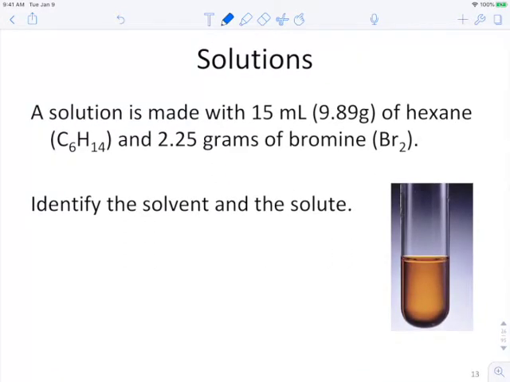All right. So again, our solutions. This solution is made with 50 milliliters, which is 9.89 grams of hexane, and 2.25 grams of bromine. I want you to take a moment on your paper and try to identify which one is the solvent and which one is the solute. Remember, the solvent is what you have more of, the solute is what you have less of.